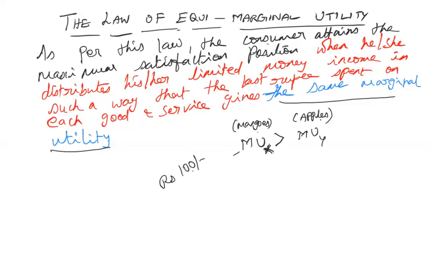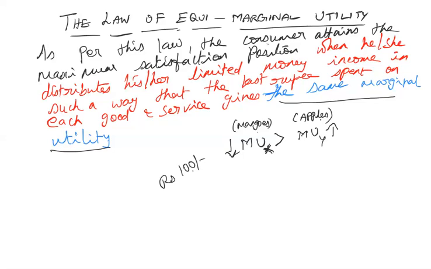Now what happens if he keeps on consuming mangoes? This marginal utility will decline, isn't it? More of a particular commodity, less of the satisfaction. So this marginal utility will decline. And since he's not purchasing commodity Y, this marginal utility will increase. More of one commodity, less satisfaction. Less of one commodity, more satisfaction.